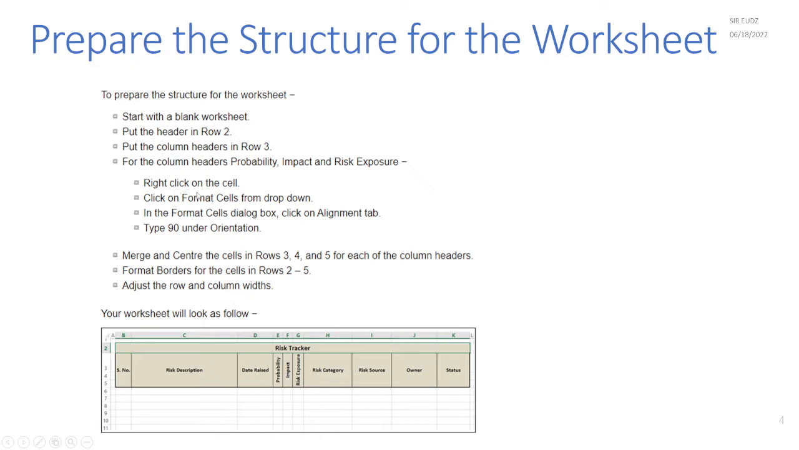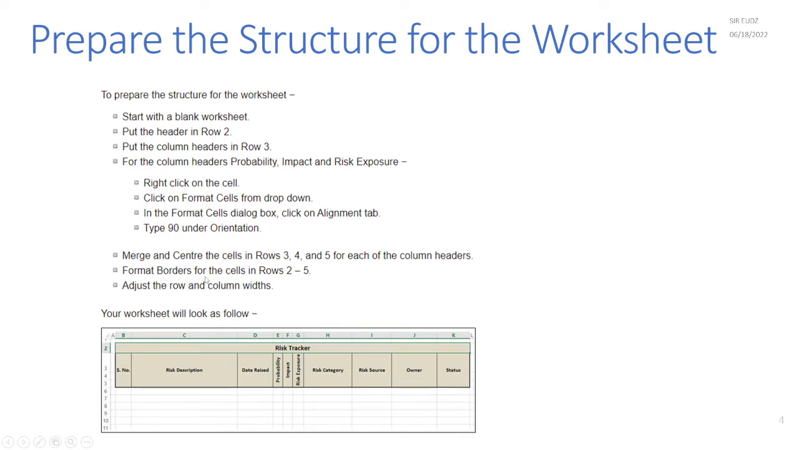Right click on the cell. Click on Format Cells from the drop down. In the Format Cells dialog box, click on the Alignment tab and type 90 under Orientation. So you notice this is how they appear. Merge and center the cells in rows 3, 4, and 5 for each of the column headers.